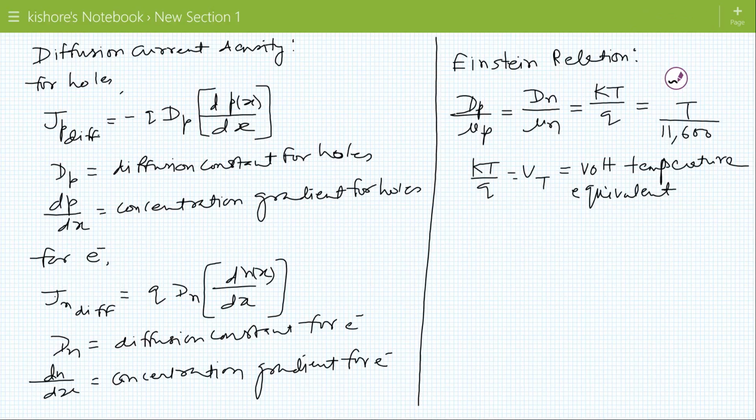And at room temperature, the value of Vt is around 0.026 volts.